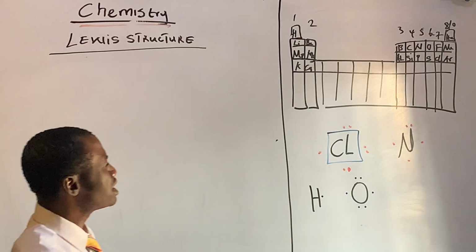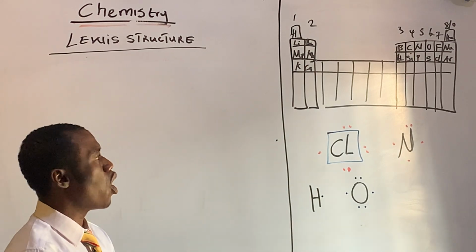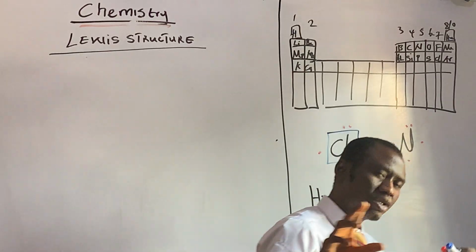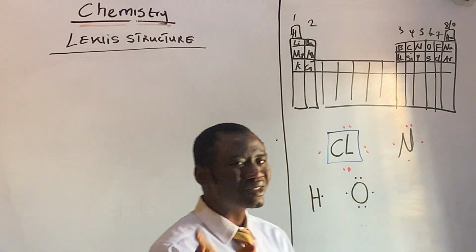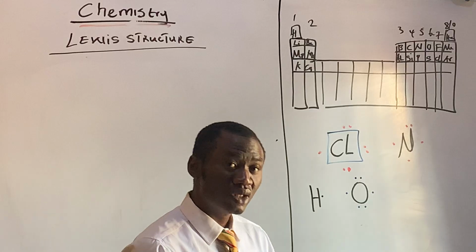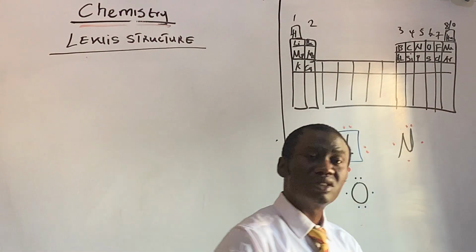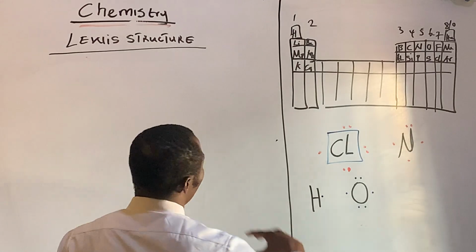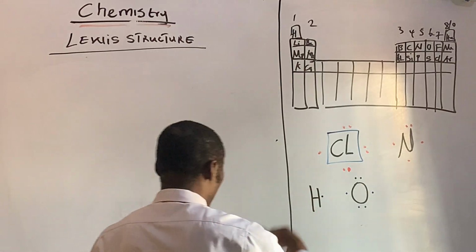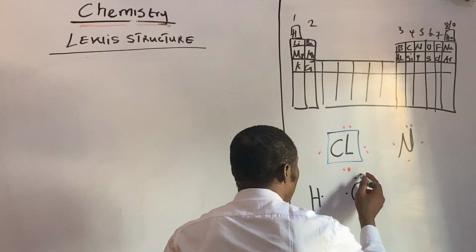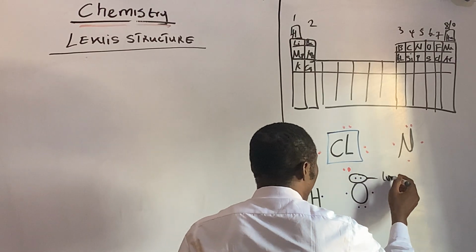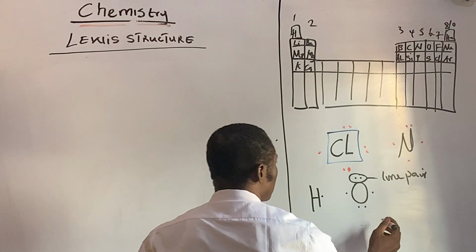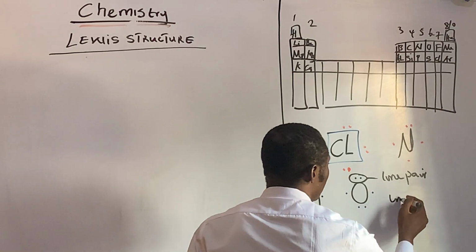Now, this is how to write the Lewis structure of elements, except for helium and neon, because helium already has a complete outermost configuration, so it's stable. Neon has an octet in its outermost configuration, so it's stable. But all these other elements want to be stable. That's why we have what is known as a lone pair of electrons. These other two are known as unpaired electrons.